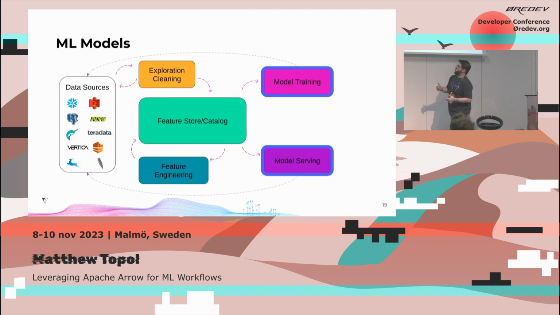Okay, so we've talked about where it's beneficial for feature stores. We've talked about where it's beneficial for exploration, talked about communication. Let's get into the nitty-gritty. Let's talk about actually doing that black box, that magic math of model training and serving.